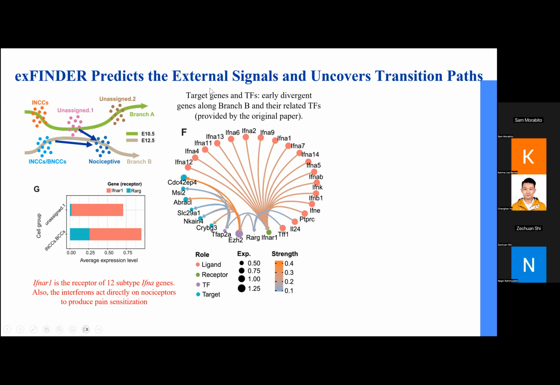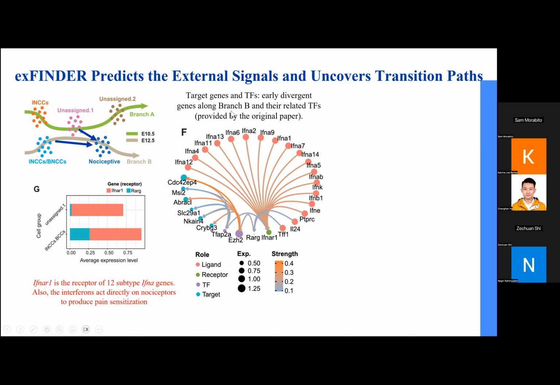Also in the original paper, the authors point out some early divergence genes along branch B. So that's this branch B, and their related TFs. Then we perform exFINDER based on these early divergence genes. We set these early divergent genes as our target genes, and their related TFs as the corresponding TFs.